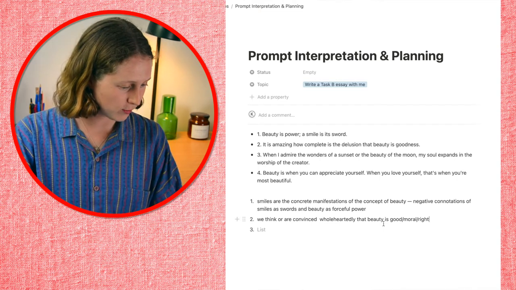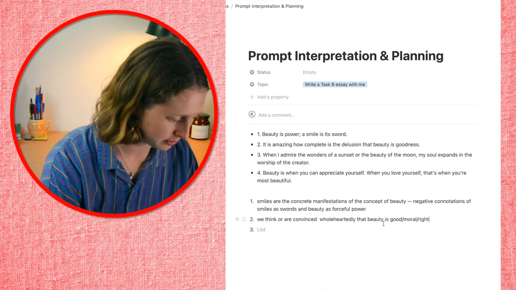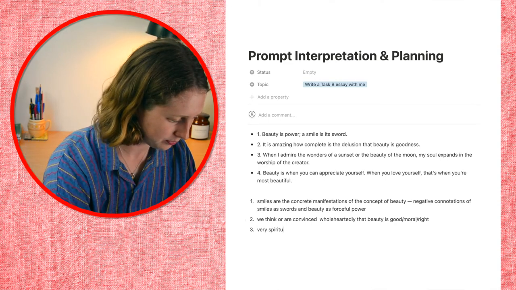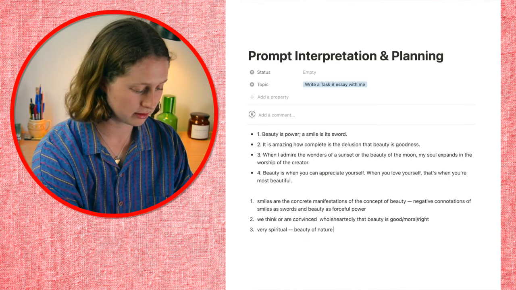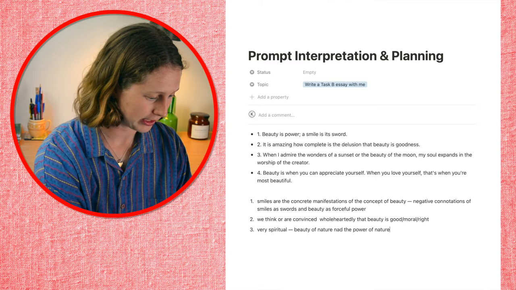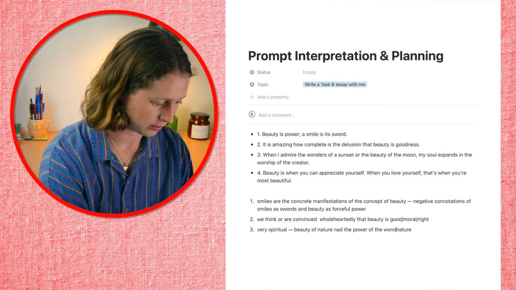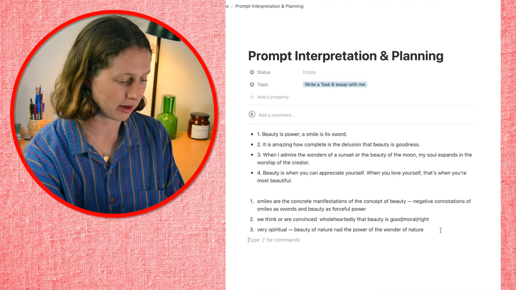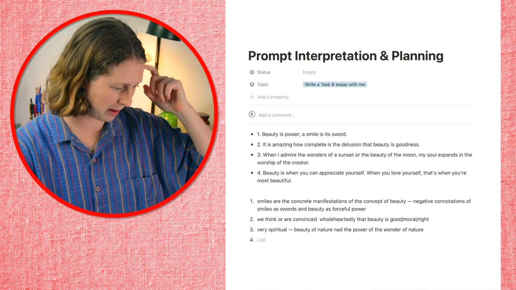Number three, when I admire the wonders of a sunset or the beauty of the moon, my soul expands in the worship of the creator. Okay, very spiritual. It's kind of the beauty of nature and the power of nature, the wonder of nature. So it's also about the power. It's all about the power of beauty. Yep, gonna keep that in my mind.